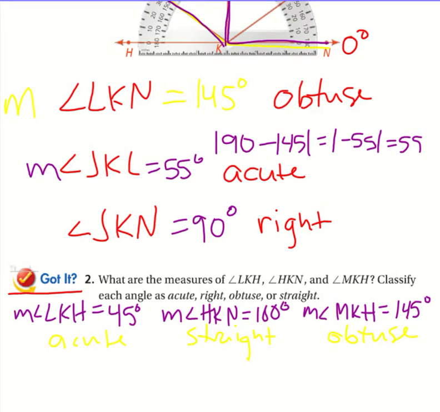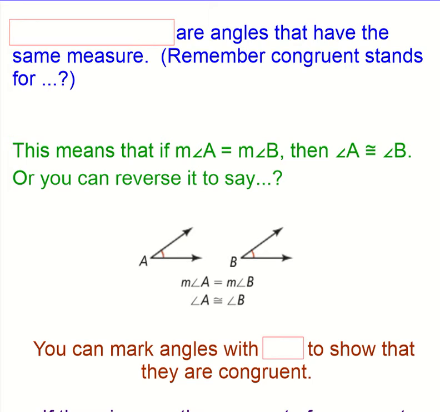LKH is 45 and acute, HKN is 180 and straight, and MKH is 145 and obtuse. Alright, so congruent angles are angles that have the same measure.